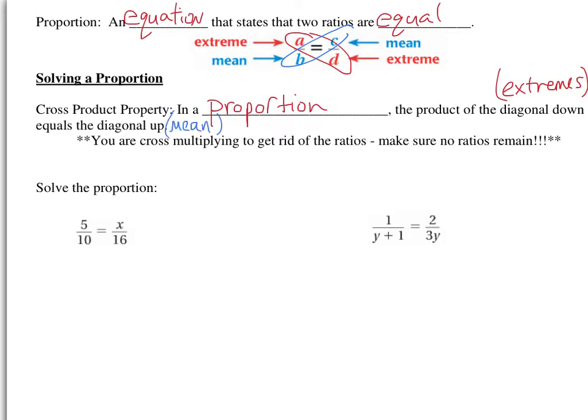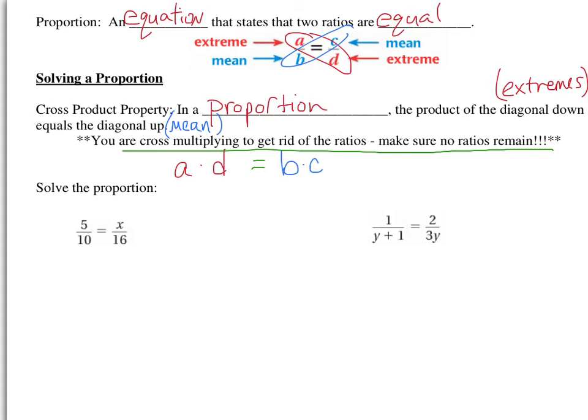If we cross multiply those, that would mean we're going to be taking A times D, and that's going to equal B times C. The biggest part that I put on here is that when you're cross multiplying, the whole idea is to get rid of the ratio, so make sure that there are no more ratios remaining after you multiply.